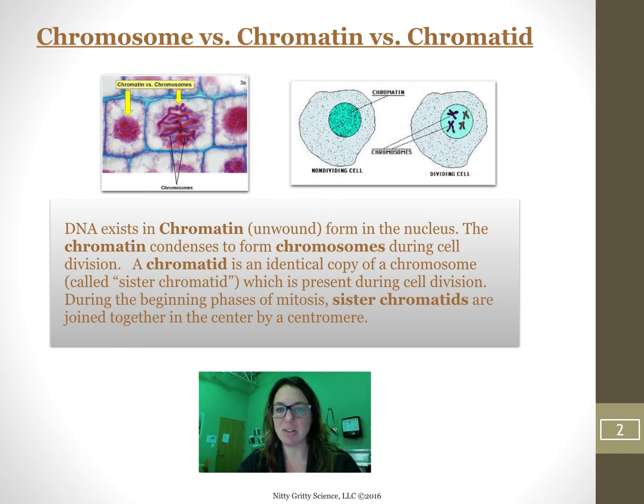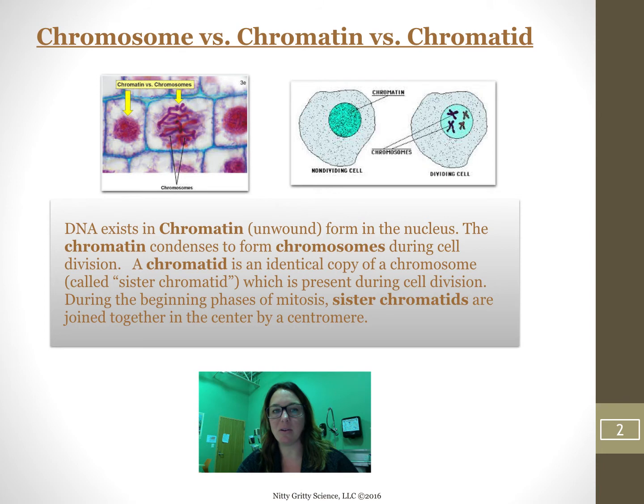What I want you to know is the difference between a chromosome, chromatin, and chromatid. Chromatin, let's start with that. As you can see in the pictures here, chromatin is this unwound form of DNA that exists in the nucleus, and this is the form that usually exists when the cell is in interphase, just doing its thing before the DNA is going to copy. It's unwound because it makes it easier for gene and protein synthesis to happen when the DNA is not all tightly wound up.